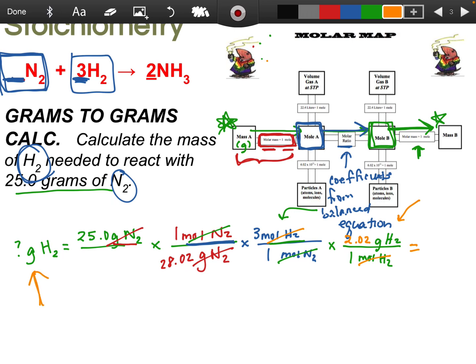So once you have this unit, grams of H2, on the top of the chart, then you know you're done. We also can go back to look at our mole map. Here's step 1, here's step 2, here's step 3. So you can double check that way as well. So once you're done, you multiply all the numbers across the top, divide by all the numbers along the bottom.